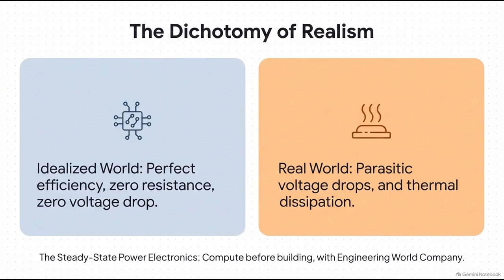But as we all know, physical reality is way less forgiving. In our real-world systems, we're constantly fighting parasitic resistances and those inevitable voltage drops across our semiconductors. Actual efficiency is literally always less than 100%, and that missing percentage doesn't just magically vanish. It's converted entirely into heat, and heat is the absolute enemy of electronics.